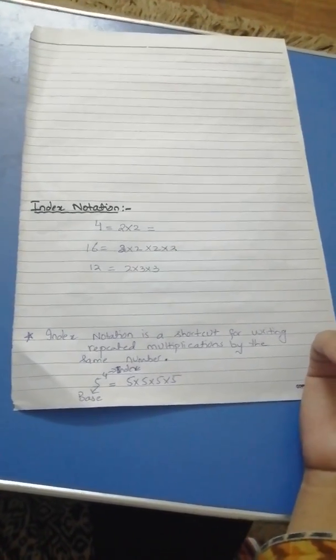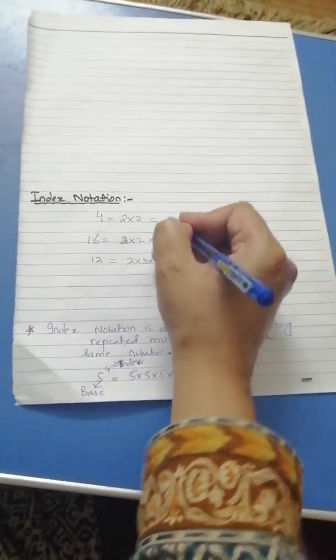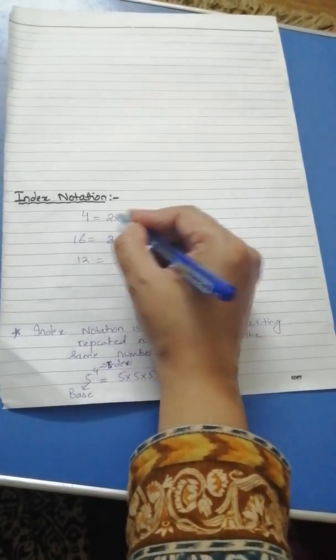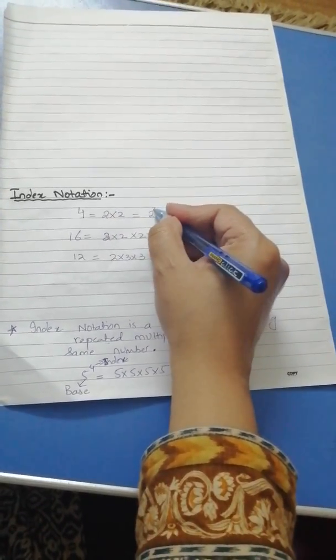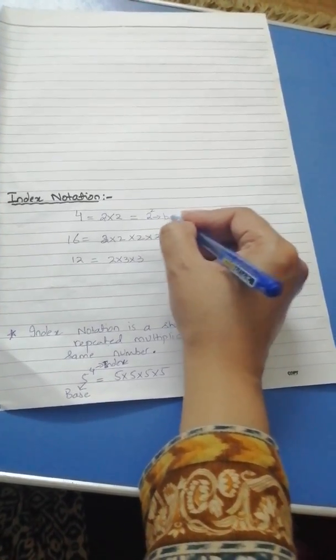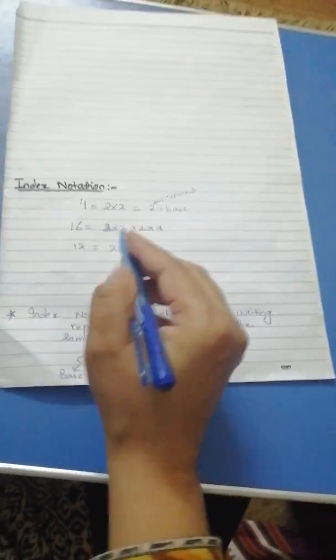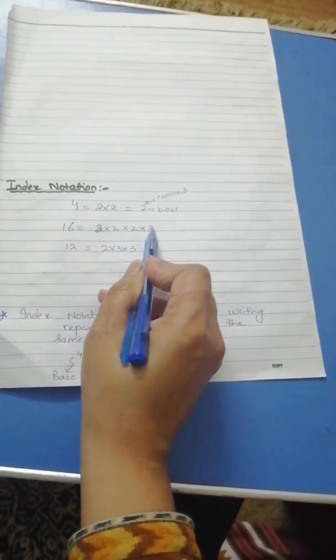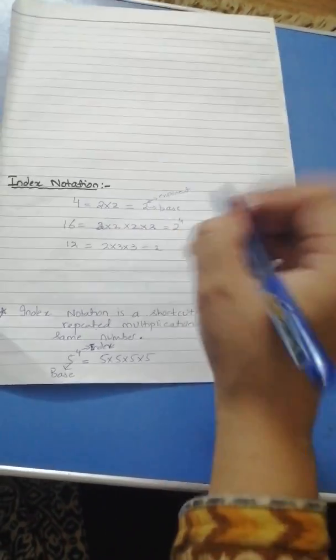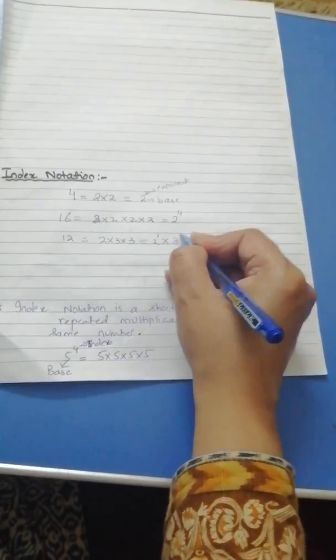Index notation is a shortcut for writing repeated multiplication by the same number. For example, 2 into 2: there are two 2s, so we can write 2 raised to power 2. That is the index notation, where 2 is the base and the power is the exponent. For 16, there are four 2s, so we can write 2 raised to power 4. For 12, we have one 2, so we write 2 raised to power 1, and we have one 3, so we write 3 raised to power 1.